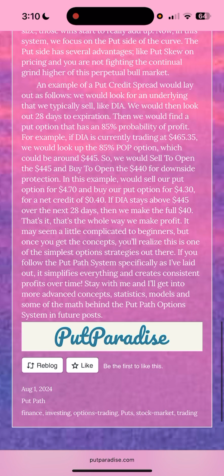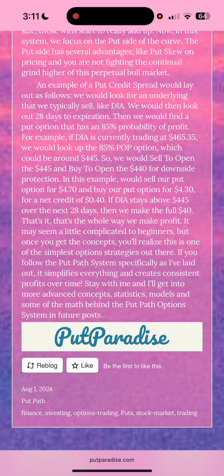On the put side, we'd like to sell the 12 underlyings that I'm going to go through throughout this training. Let's take an example of DIA. DIA is our Dow Jones Industrial Average. It is a moderately liquid underlying, and it replicates the Dow Jones. Let's say we look 28 days out. We find a put option that has 85% probability of profit. Let's say the Dow is currently at 465.35.